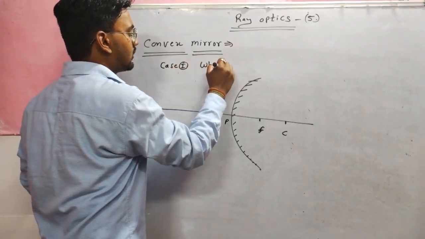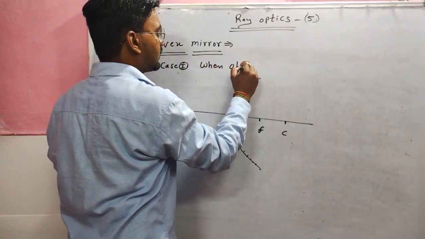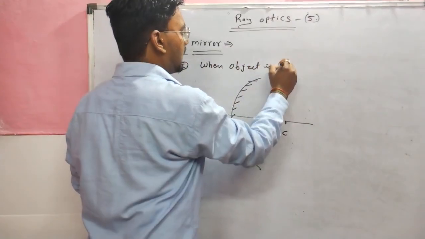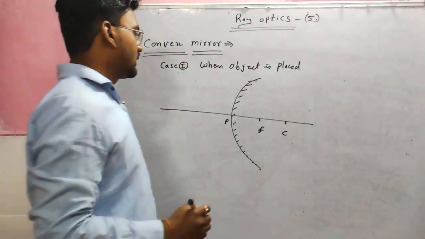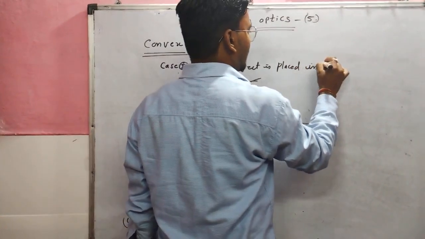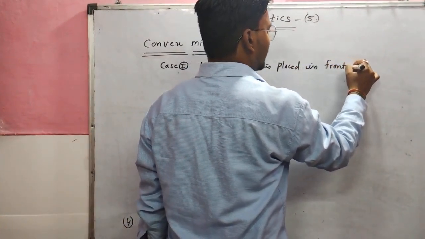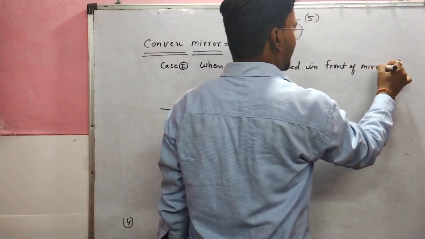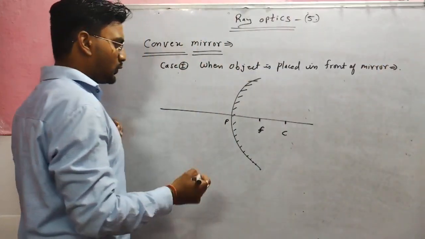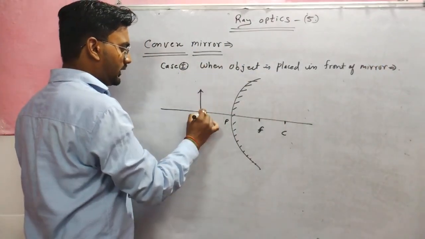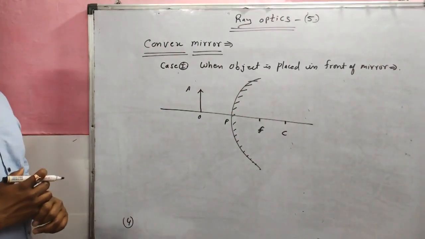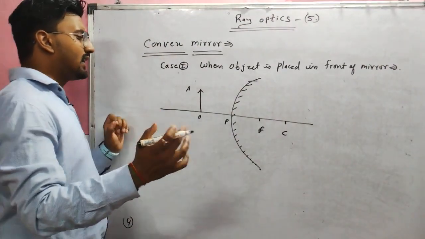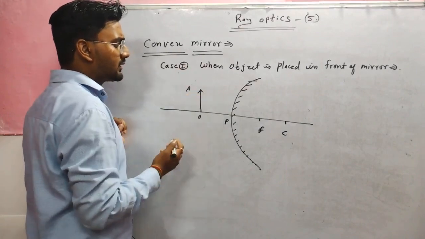when the object is placed in front of the mirror. Okay, so here the object OA. Okay, and first of all we see the rules. Okay, the rules are the same. First of all we discuss the rules.